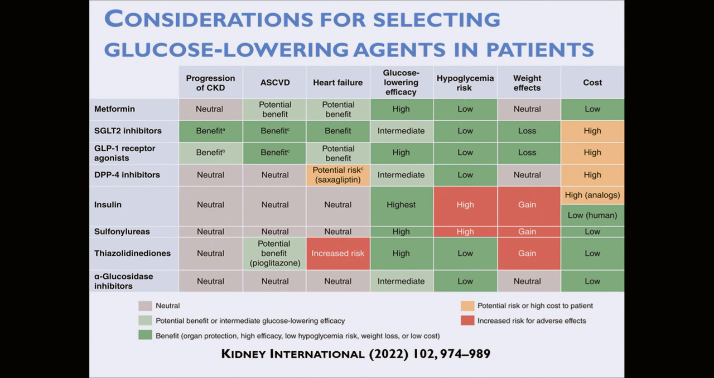This is the summarization of anti-diabetic medication in diabetes mellitus and CKD among patients with comorbidity. Metformin is a weight-neutral drug. Importantly, metformin is weight neutral, not a weight-losing drug. Weight-losing drugs are SGLT2 inhibitor and GLP-1 receptor agonist. For cardiovascular benefit, SGLT2 inhibitor and GLP-1 agonist. For heart failure, SGLT2 inhibitor. Insulin and sulfonylurea, as we know, are potent anti-diabetic medications, but these drugs have no effect on CKD progression or atherosclerotic cardiovascular disease.